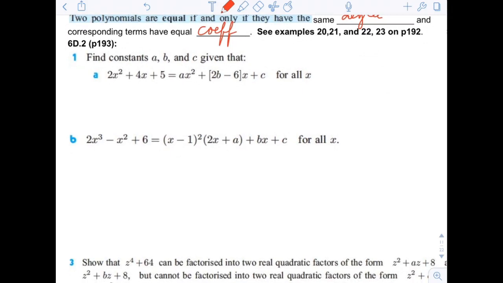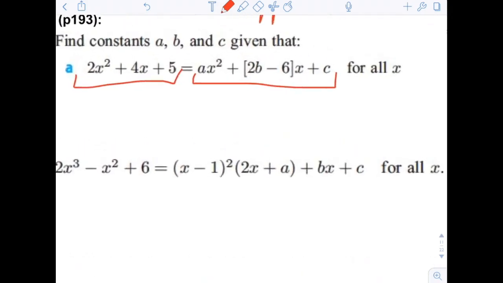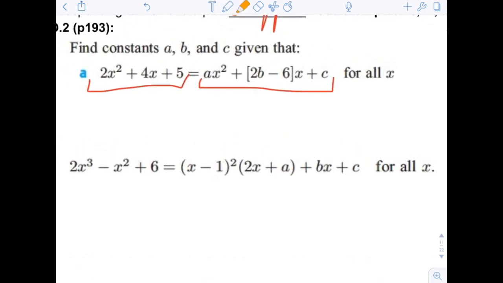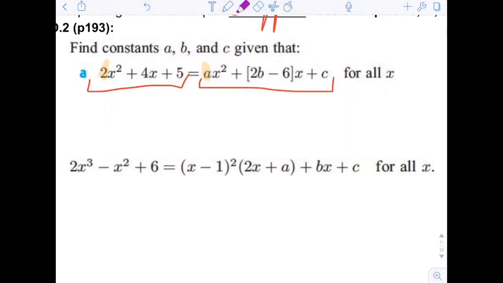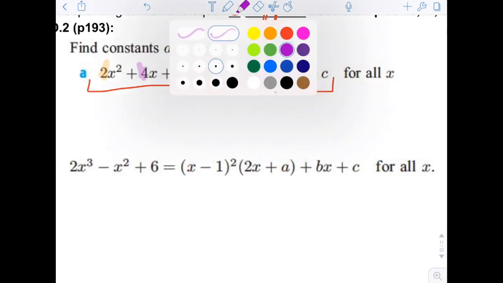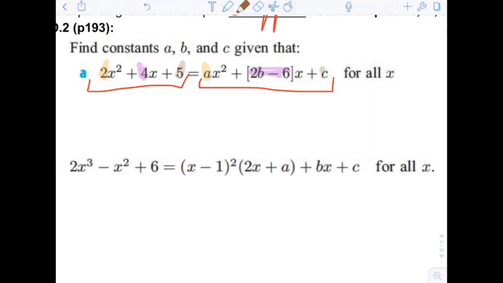Number 1 from D2. Find constants a, b, and c given that these two quadratic polynomials are equal to each other. Well, this just becomes an algebra problem, right? Because basically what this is saying is that the two orange coefficients are the same because the entire polynomial is the same. The purple are the same, and the brown are the same.